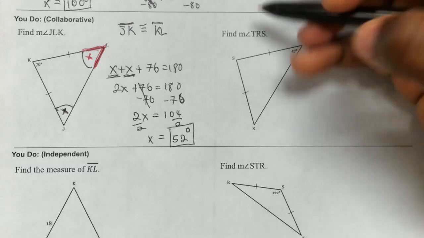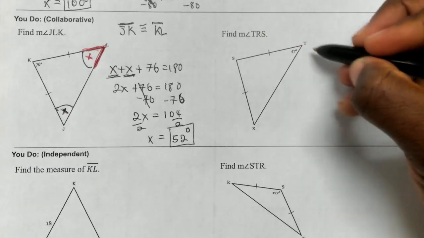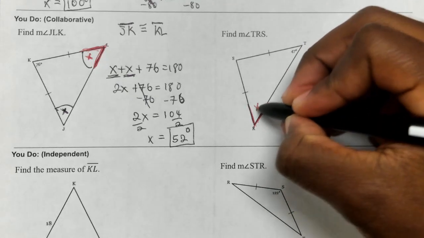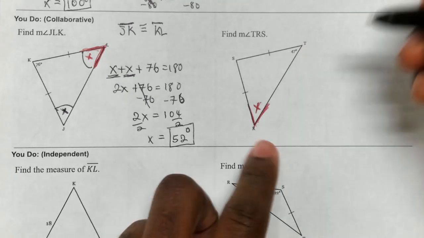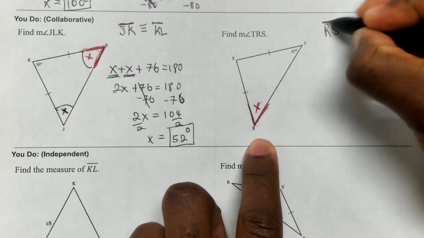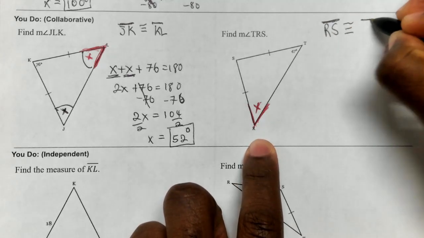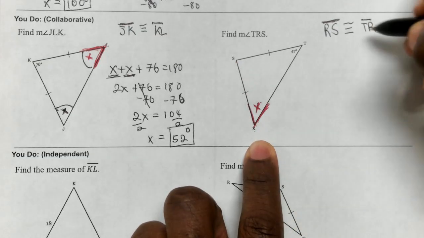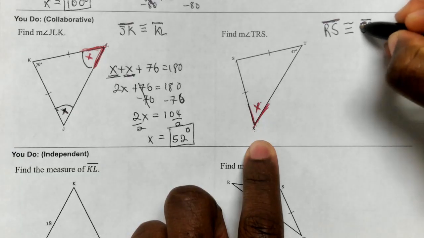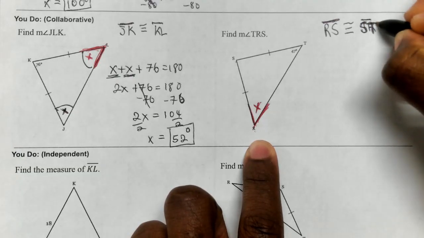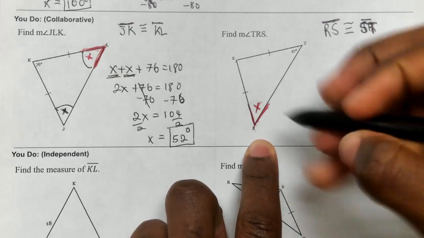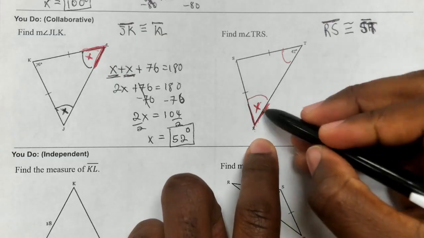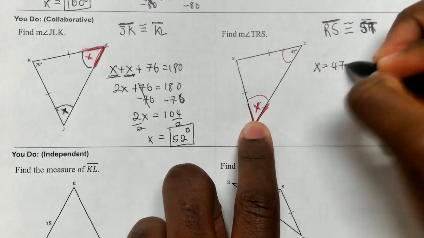So it says find the measure of angle TRS. So TRS would be this angle right here. We're going to call it x because we don't know what it is. And what do we know? We know that the line RS is equivalent to the line ST, sorry. Because the lines are equivalent, that also means the angles are equivalent. So if this is 47, then this is also 47.